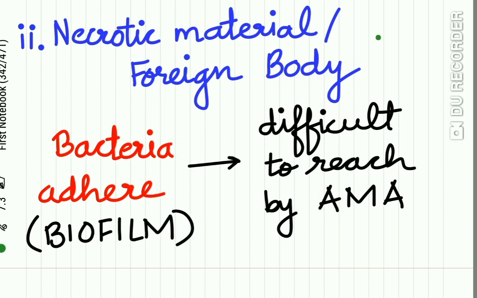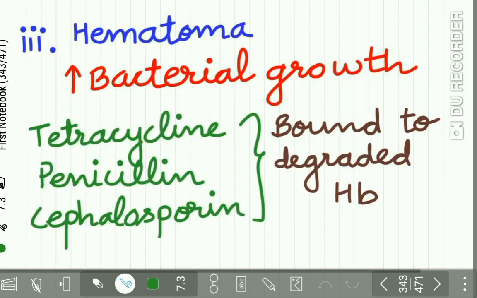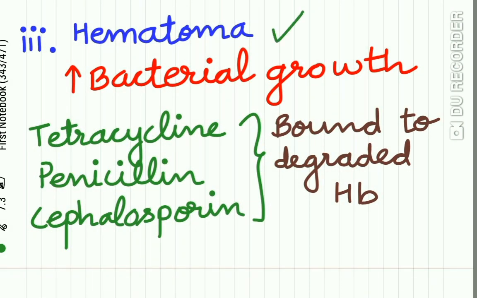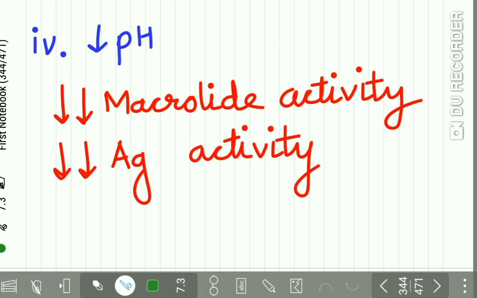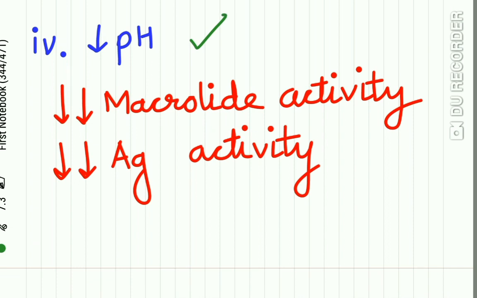Now, if there is presence of any necrotic material or foreign body, the bacteria tend to adhere to this foreign body, forming a biofilm, and this biofilm is very difficult for the antimicrobial agent to penetrate. Now, hematoma is associated with increased bacterial growth. Tetracycline, penicillin, and cephalosporin tend to bind with the degraded hemoglobin present in the hematoma. If the local pH is reduced, there is decreased activity of macrolides and aminoglycosides.